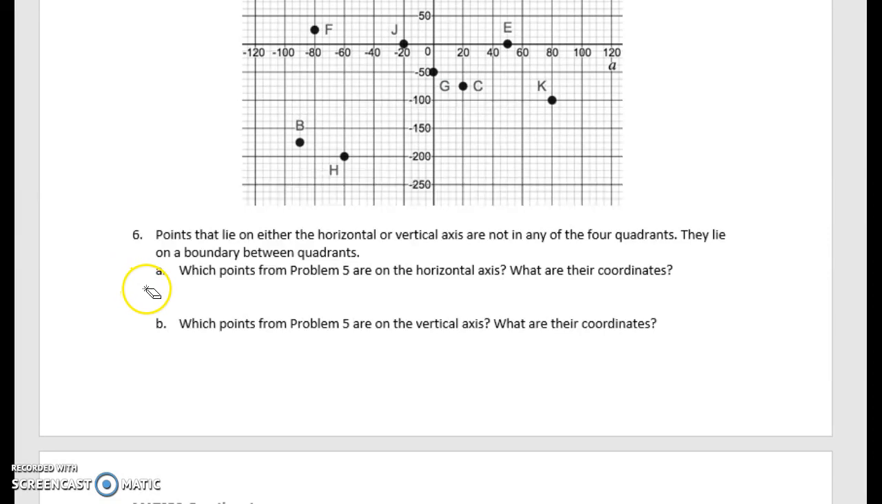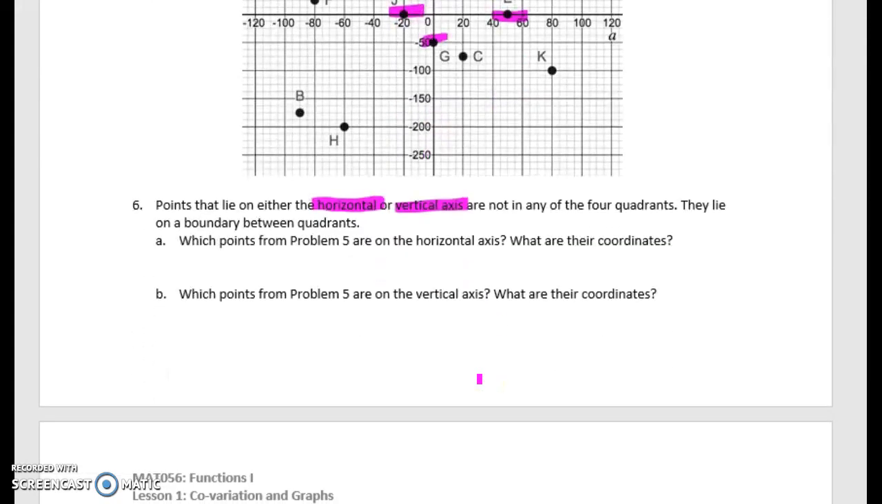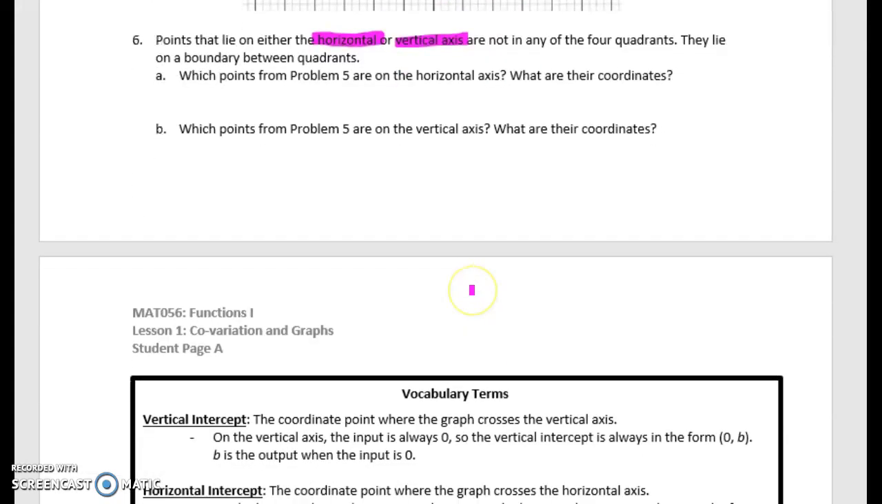Looking at question 6, I just want to point out here that points that lie on either the horizontal or the vertical axes are not in the quadrants. So the quadrants, you'll see back at page 1, 2, 3, 4. So this point E, J, L, and this point G do not lie in any of the quadrants. They either lie on the horizontal or vertical axes. And then you can fill in part A and B there.